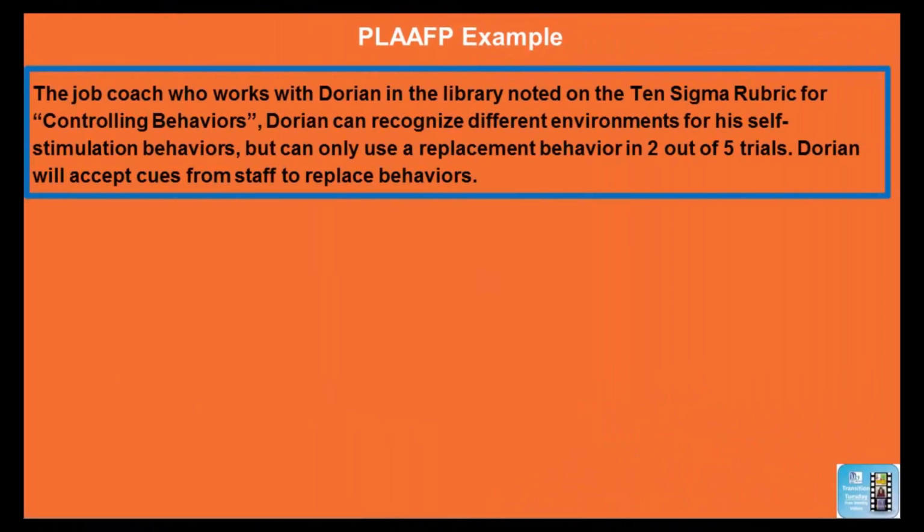The job coach who works with Dorian in the library noted on the 10 Sigma rubric for controlling behaviors, Dorian can recognize different environments for his self-stimulation behaviors, but can only use a replacement behavior in 2 out of 5 trials. Dorian will accept cues from staff to replace behaviors. This paragraph describes ongoing transition assessment for Dorian's behaviors and his current level of functioning in this area.